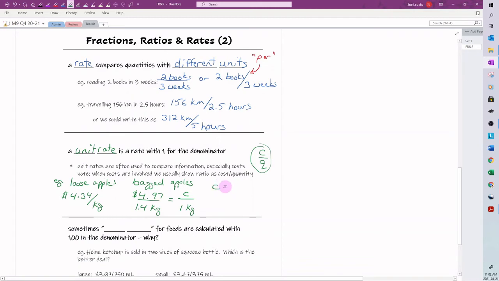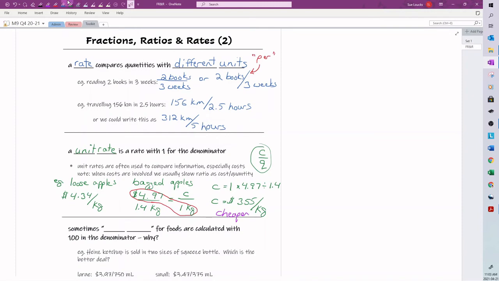Okay, so cost equals, and I'm going to multiply these 2 numbers that are diagonal across the equal sign. So my cost is going to be 1 times 4.97, and I'm going to divide it by the other number I have, which is 1.4. We say multiply the pair and divide by the spare. So when I put that in my calculator, I get a price of $3.55 per kilogram. And now I can compare those 2 numbers, and I see that this is the cheaper one. It's cheaper to buy it by the bag than buy in bulk. Okay?